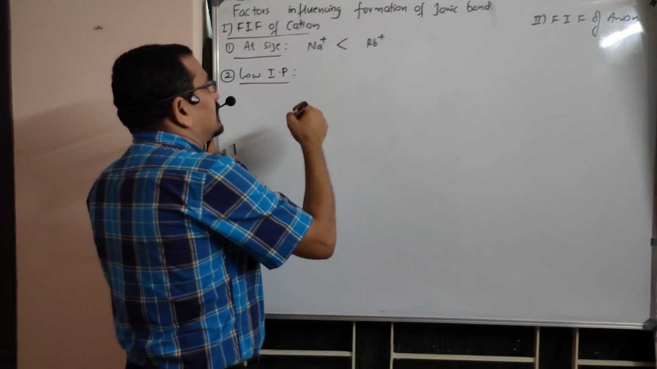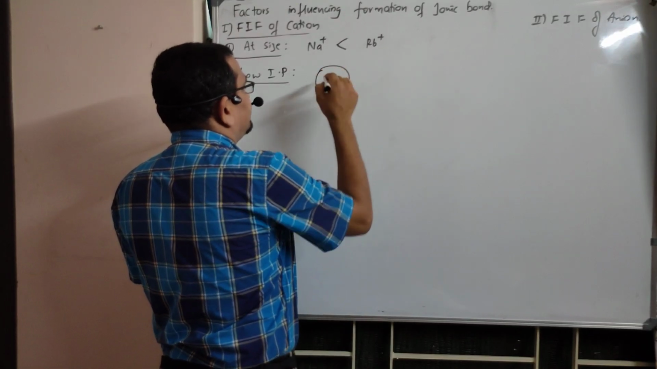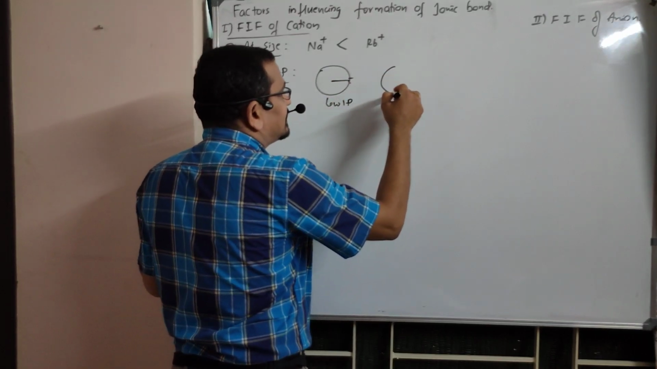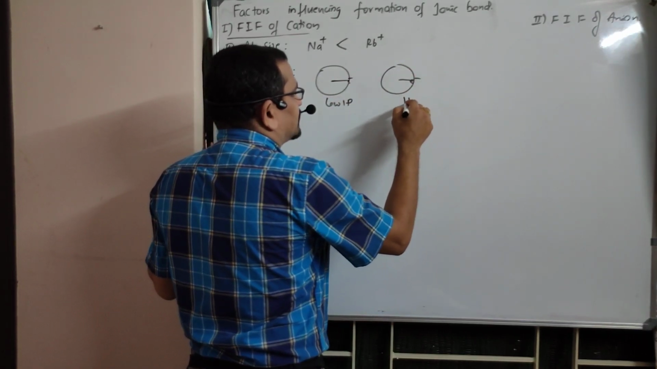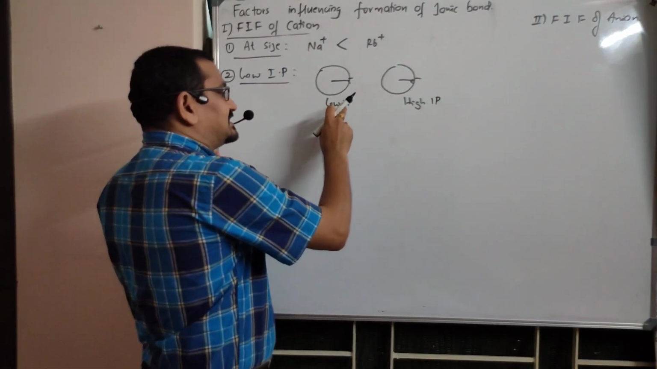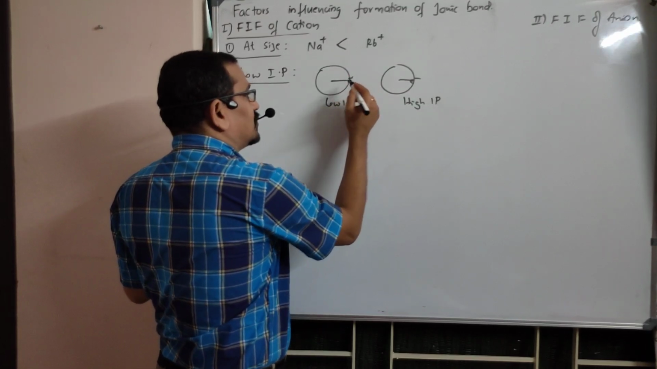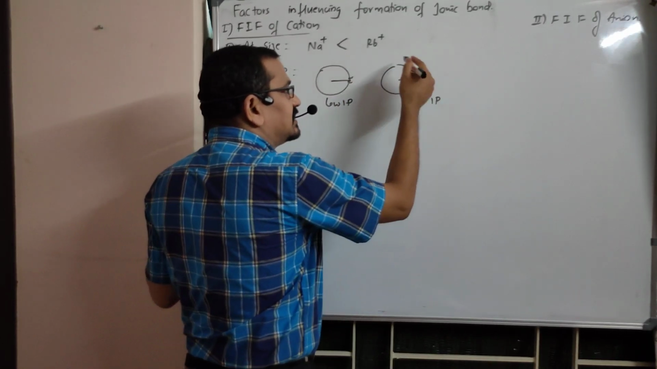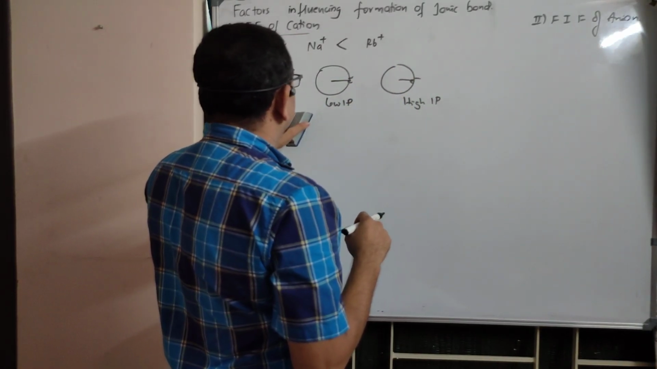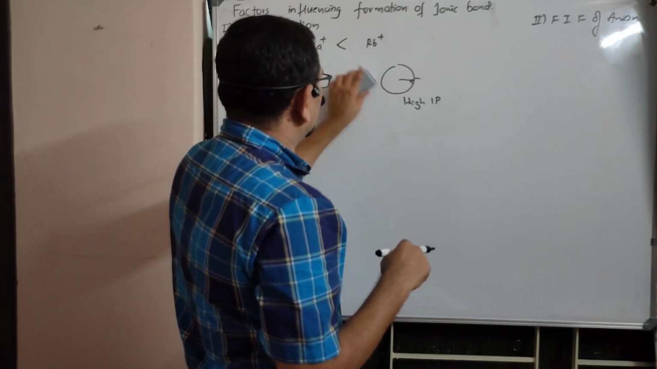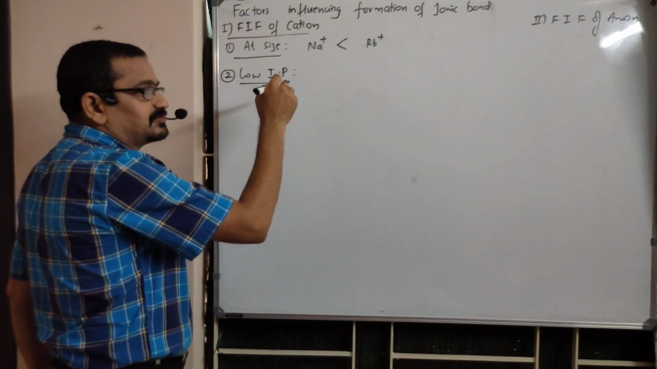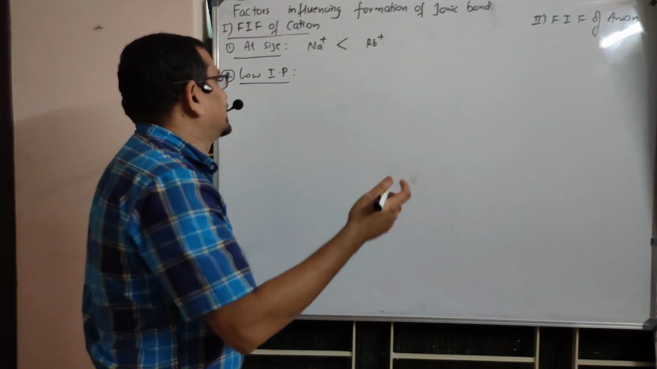So, consider two atoms. Atom 1 with low ionization potential means less energy is sufficient to remove this electron. Another atom has high ionization potential. Now from this discussion we can say, when less energy is sufficient to remove the electron, it can form a cation easily compared to the one having high ionization potential. So, less the ionization potential, easier is the formation of cation. In that way, another factor is less ionization potential. An atom with less ionization potential can readily form a cation.